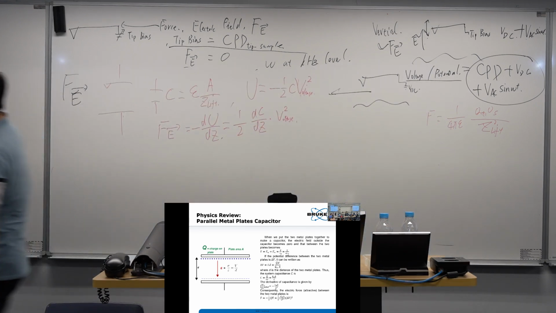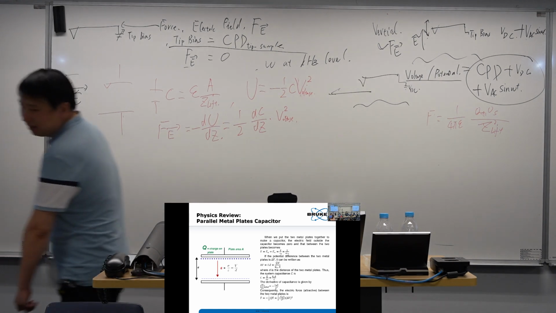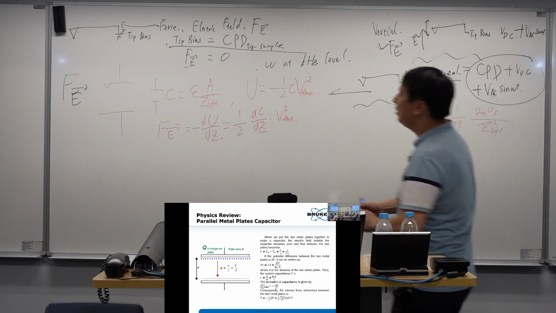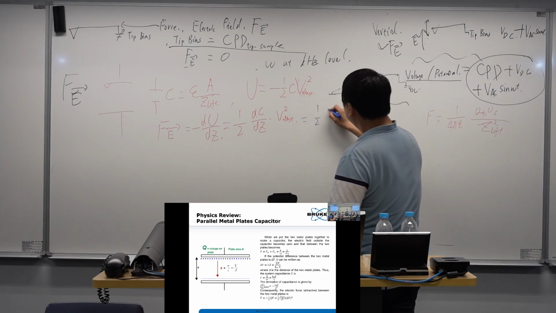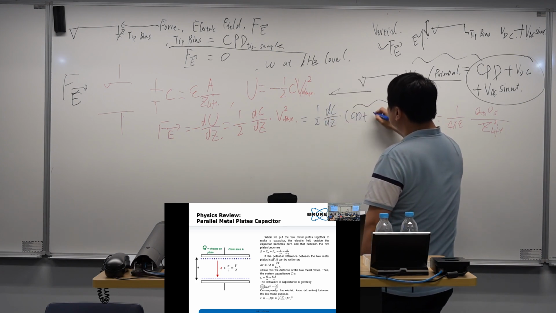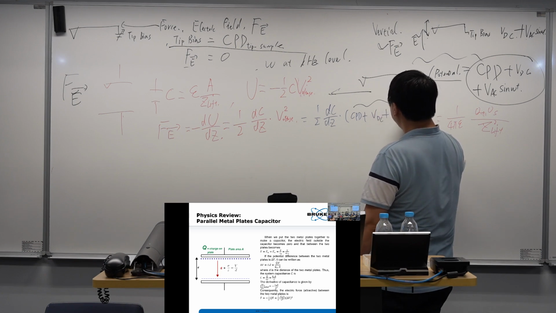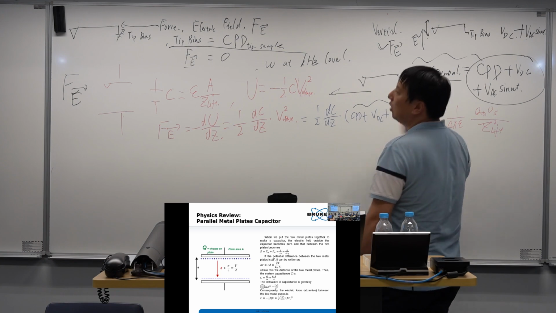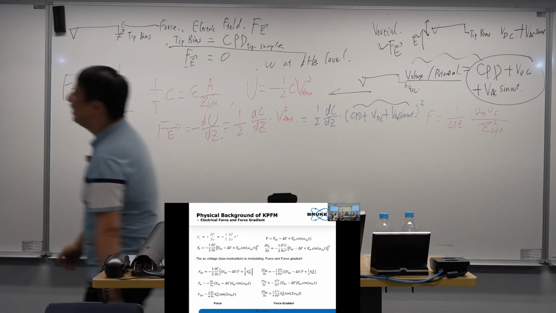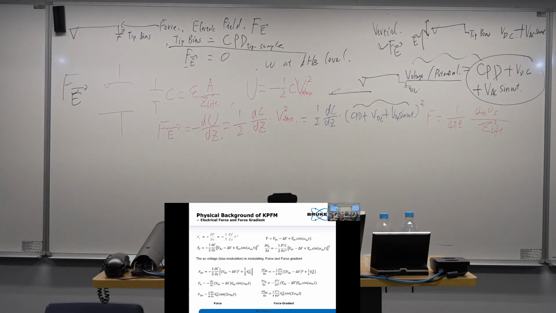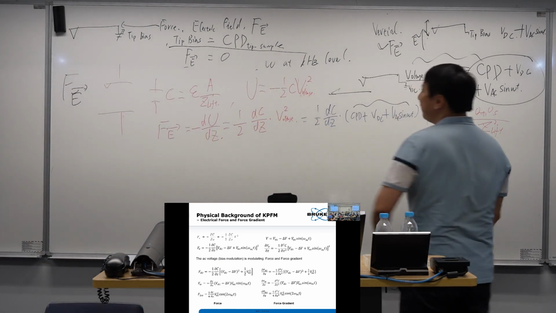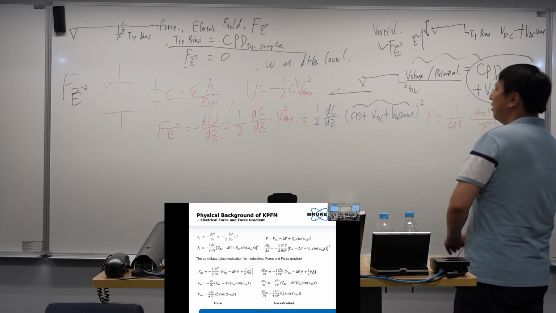So that's the idea of this page. Okay, then that's high school. I put this one in here. So it's dC over dz times (CPD plus VDC plus VAC sine omega t) square. Okay? Just put it here. So this one will be much easier. So we write it down. We just use high school mathematics to get it down.